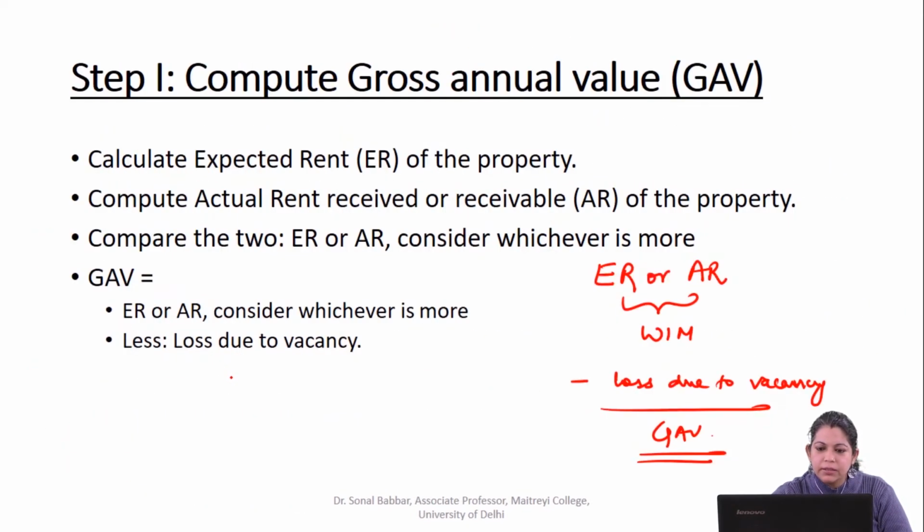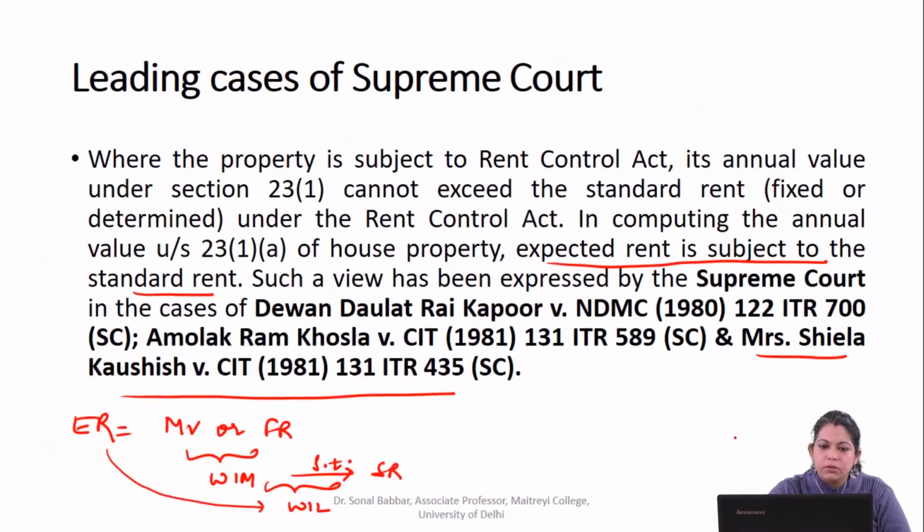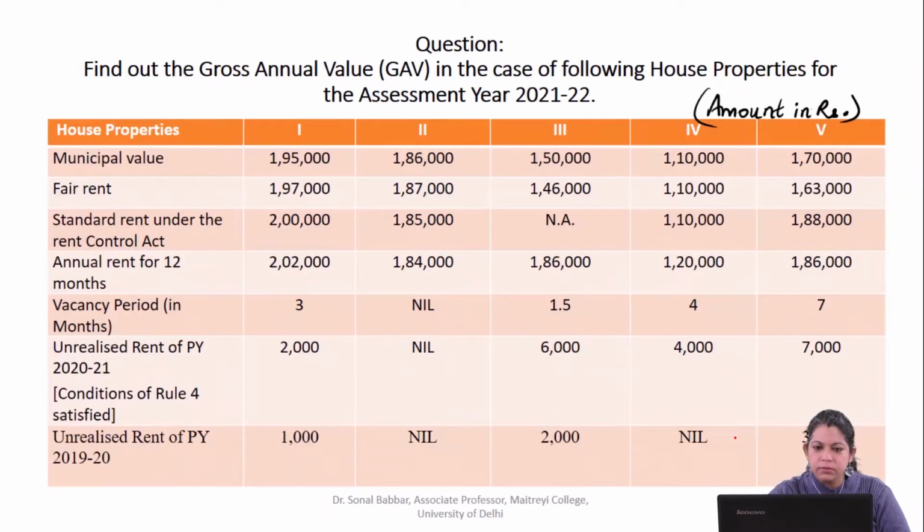So bringing you back here one more time, for computing GAV, we need to get expected rent, compare it with actual rent, whichever is more is taken, and we subtract loss due to vacancy to get the gross annual value. So let us take one question and understand how to compute gross annual value in case of the following house properties for the assessment year 21-22. The amount in rupees is given to us.